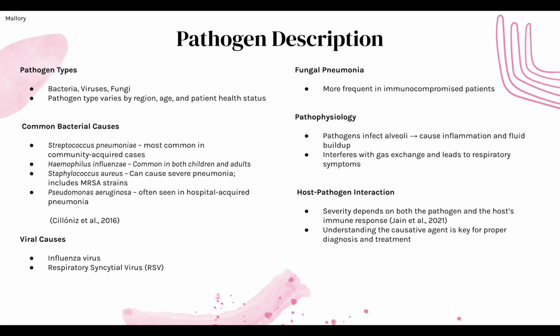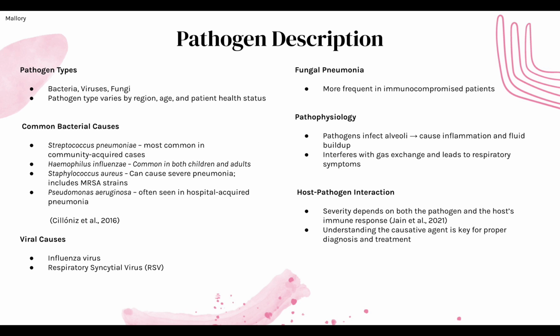Pneumonia is caused by a wide range of pathogens. Bacteria are most common, with Streptococcus pneumoniae being the primary cause of community-acquired cases. Other notable bacteria include Haemophilus influenzae, Staphylococcus aureus, and Pseudomonas aeruginosa, especially in hospital settings.